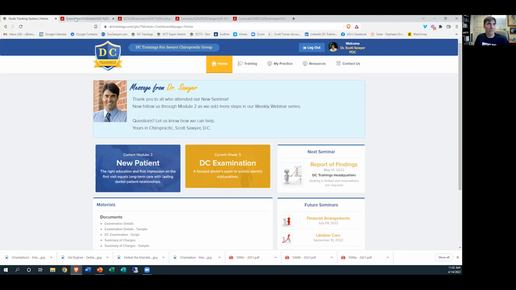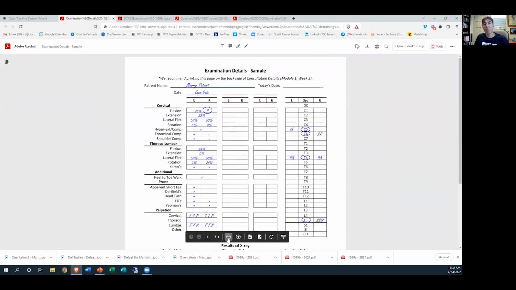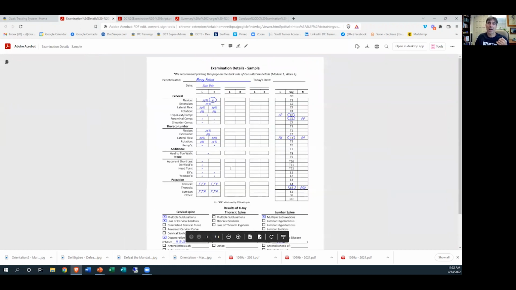So let's go through these forms here. Here is the examination details. Let me shrink this down a little bit. Part of why I created this in the way that I did is because I want you to be able to quickly document your exam findings after you finish your exam so that the patient doesn't have to wait too long. So that's set up in this way, where the only part that I'm filling out as a doctor is this little section, and this part over here for right now. Later on, I'll fill in the results of X-ray if those were taken, and my CA will fill in the results of the CA exam.